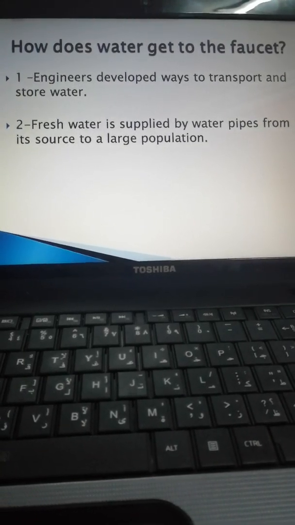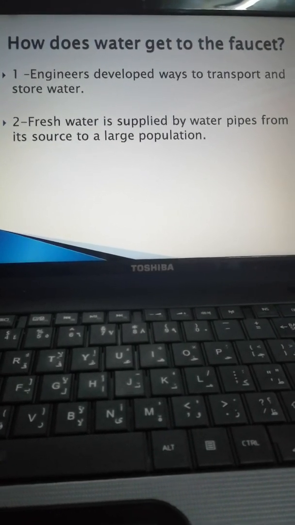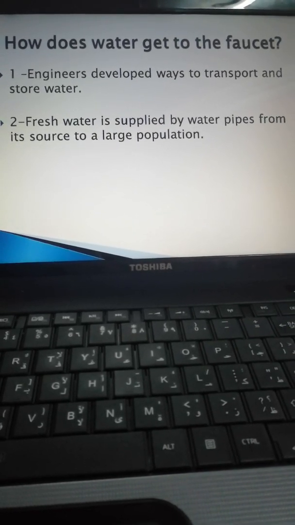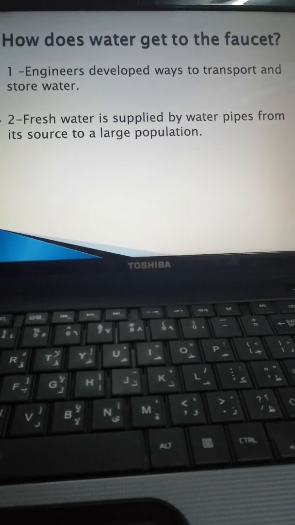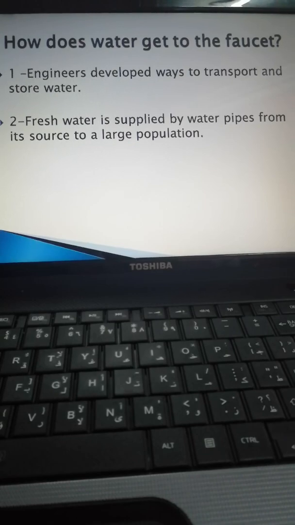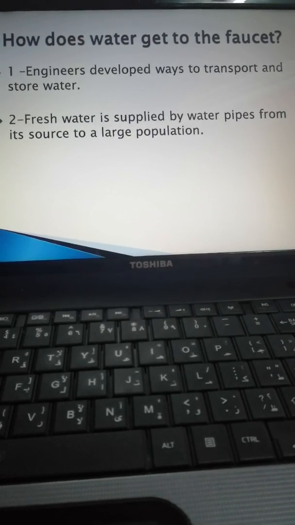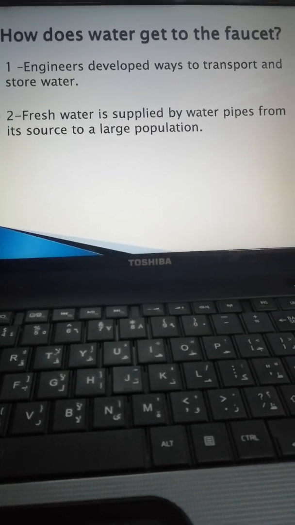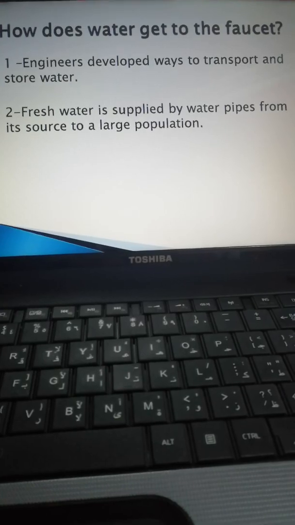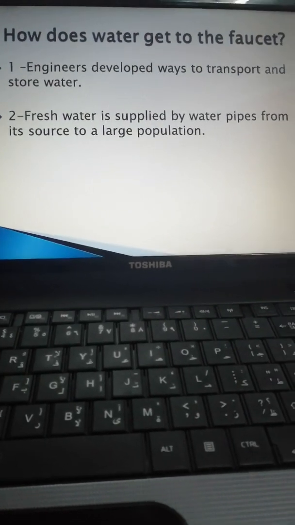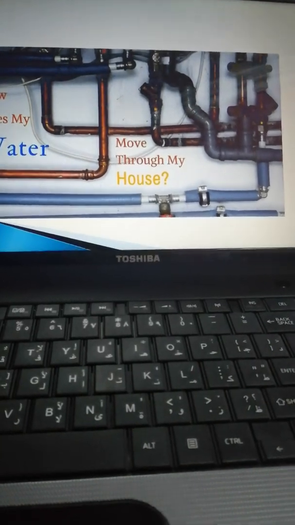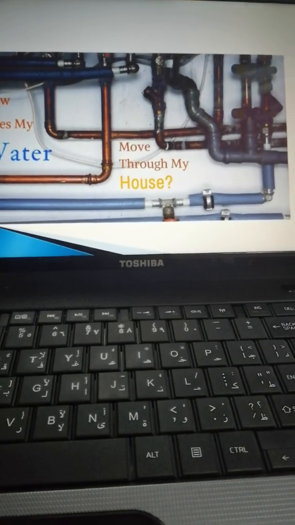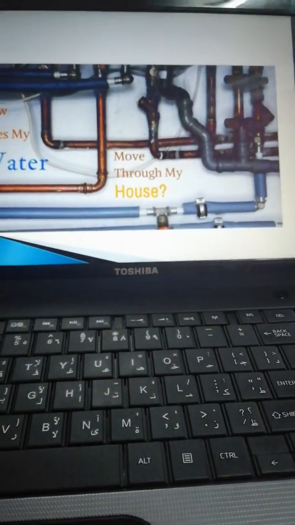Hi, grade 8. Today we will continue our lesson Human Impact on Water, and in this session we will talk about how that water gets to the faucet. Firstly, you must know that engineers developed ways to transport and store water. Fresh water is supplied by water pipes from its source to a large population, like this.